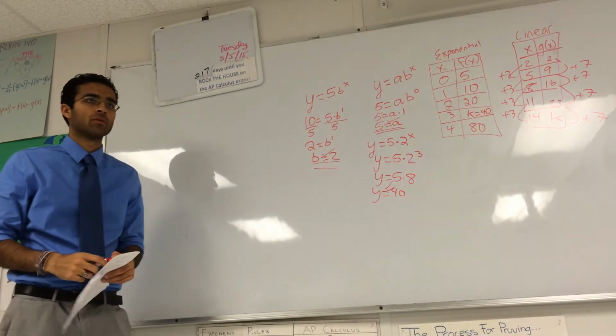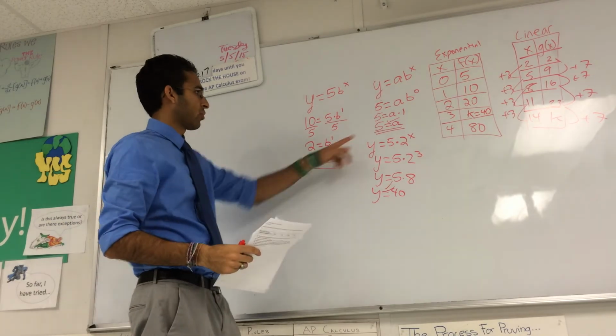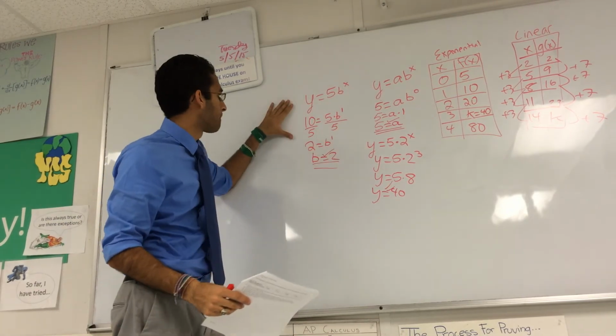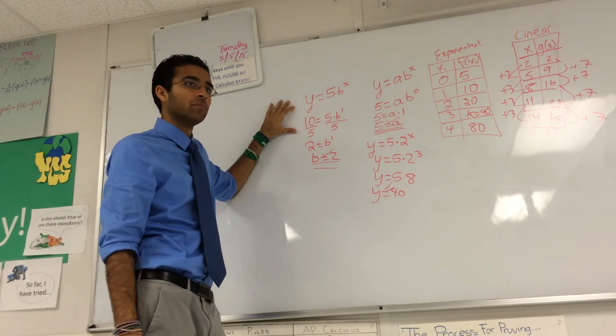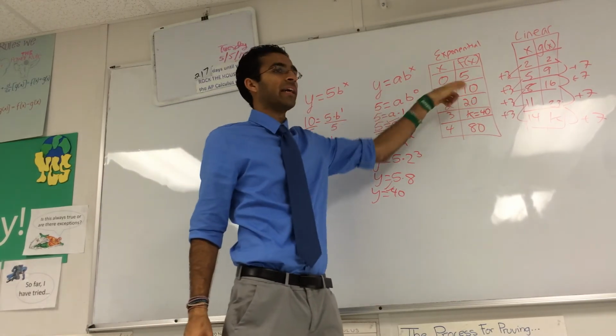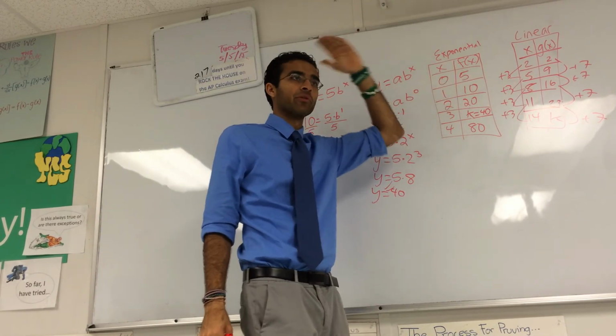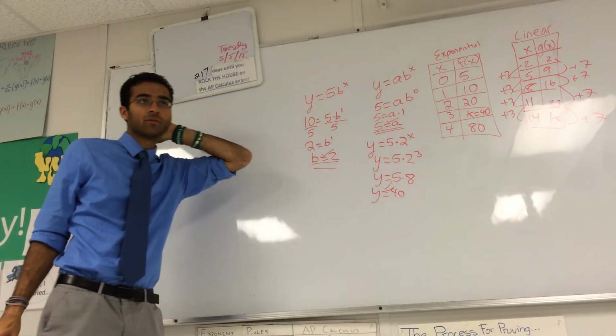Matthew? So when you have 5b to the x power, where do you get the 10? I'm going to pick any point. I just picked the easiest one for me, which is 1 to 10. Does that make sense? Great question.